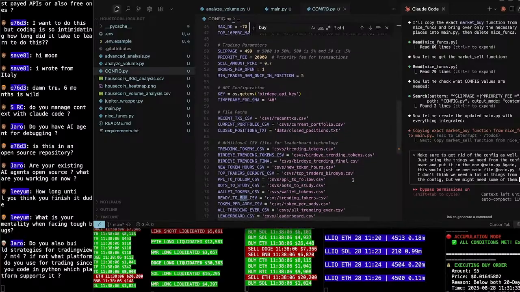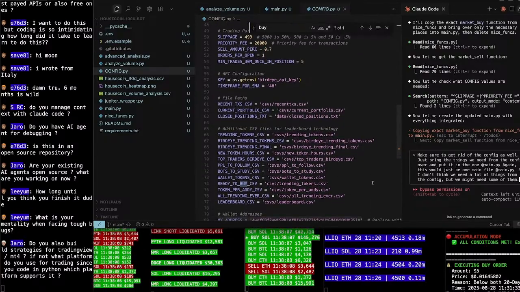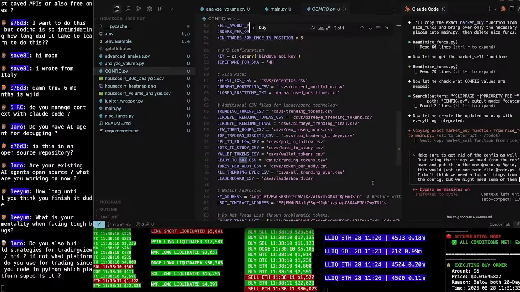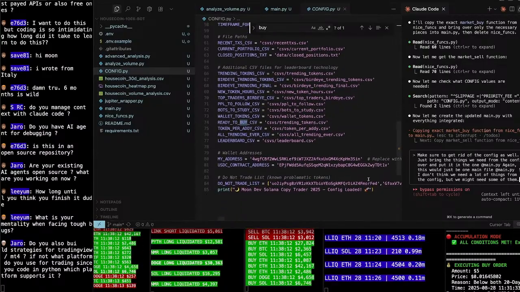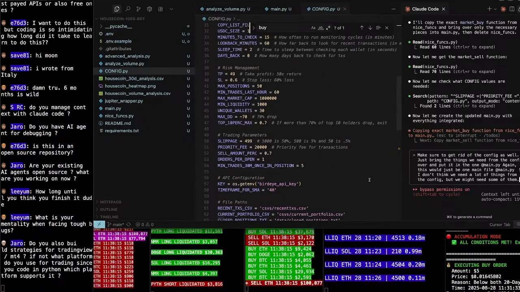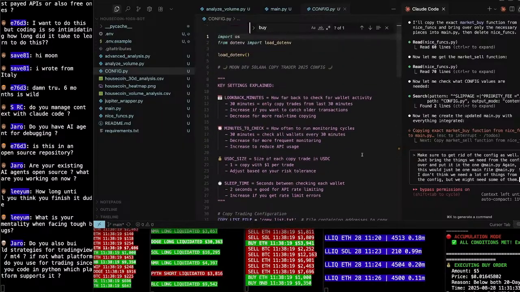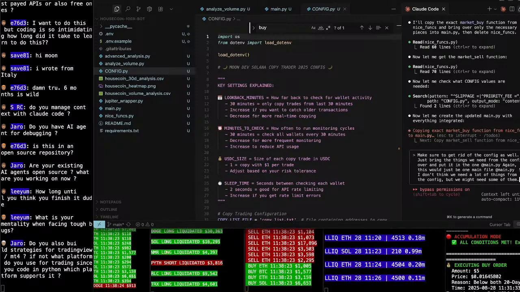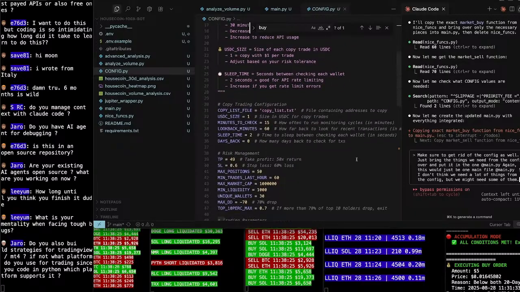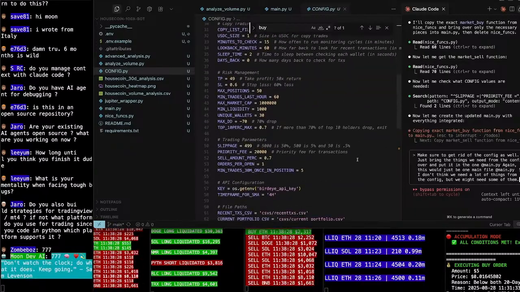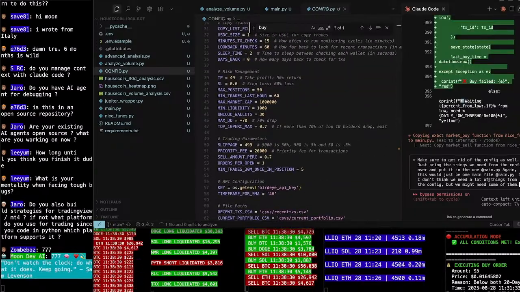Honestly, I don't think we use any of those CSVs or file paths, wallet addresses, none of that stuff. This is for some other stuff. So really, we don't need much of the config since we have our own configurations. So you can get rid of it. We're going to need like the slippage and the priority fee, but I think that's about it.